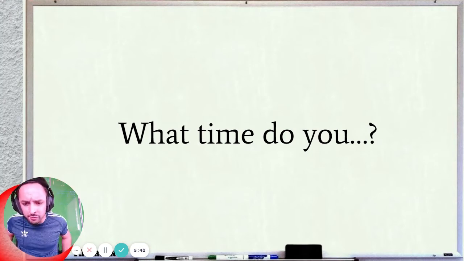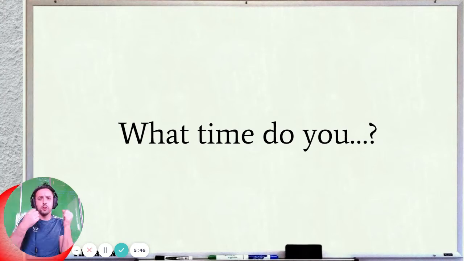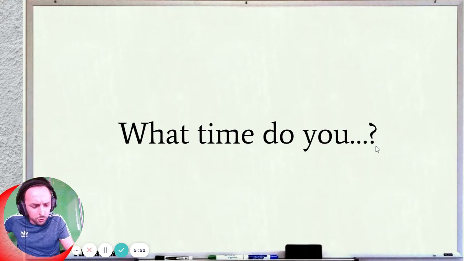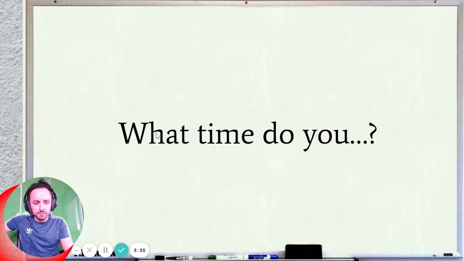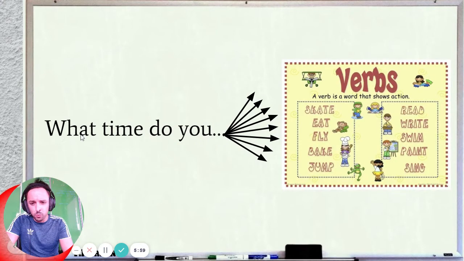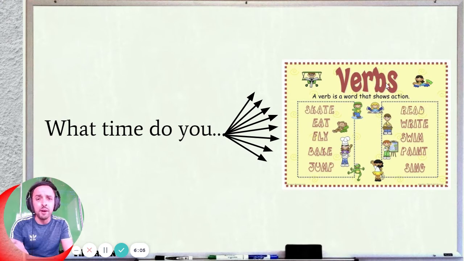Now let's do some new stuff, which is the question: What time do you? The question is what time do you, and then we add a verb. Do you know what a verb is? A verb is a doing word.